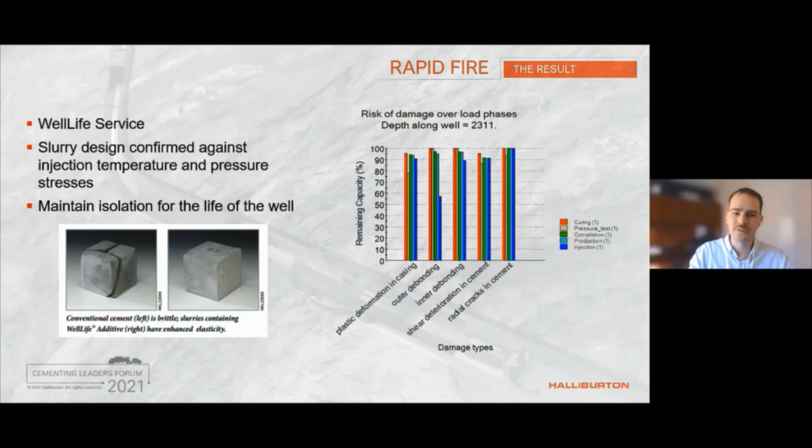The failure modes assessed include plastic deformation of the casing, which is bulk deterioration, or it's bulk changes in the shape of the casing. Outer debonding, which is cement moving away from the formation. Inner debonding, which is cement moving away from the casing. Shear deterioration of cement, which is compressive strength failure. And radial cracking in cement, which is tensile strength failure from expansion.